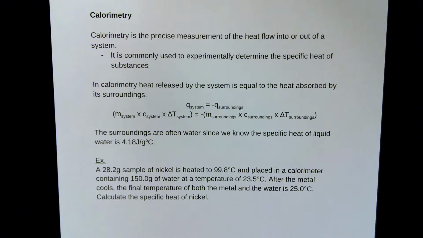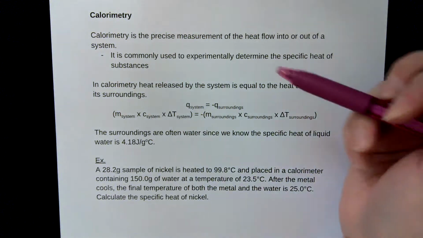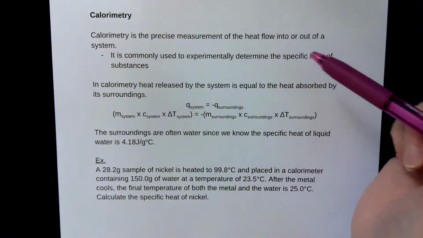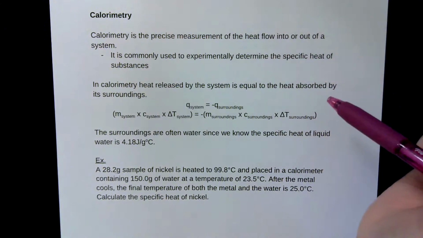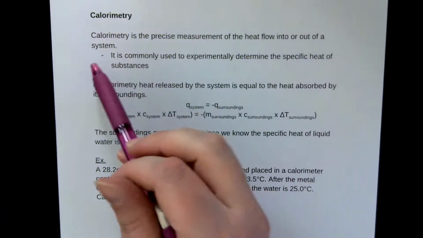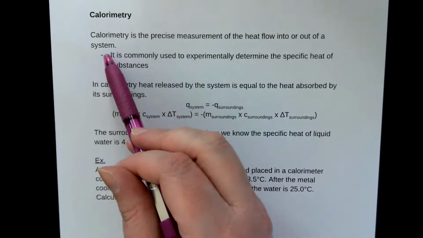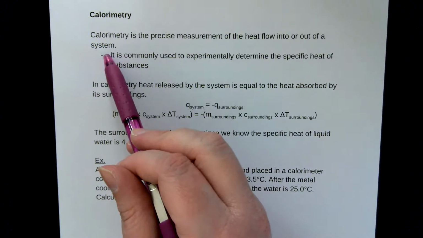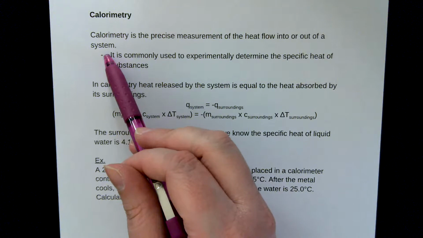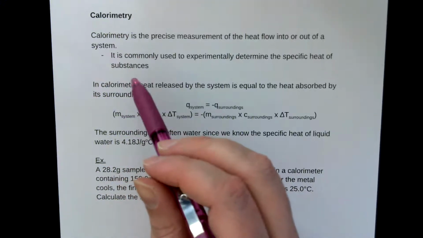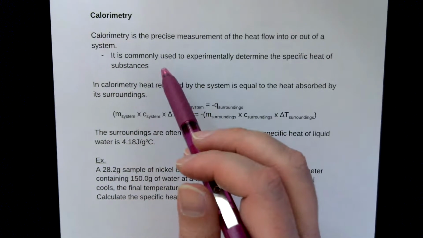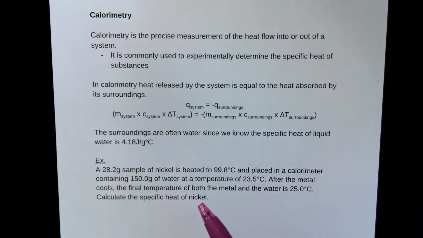Hi guys, let's talk about calorimetry today. So the term calorimetry refers to the precise measurement of heat flow either into or out of a system. And remember that system is usually a term that we use for the thing that we are interested in. Now, calorimetry is commonly used to experimentally determine the specific heat of a substance.